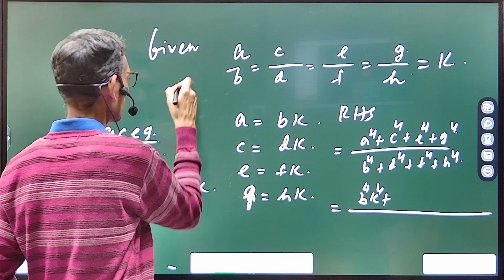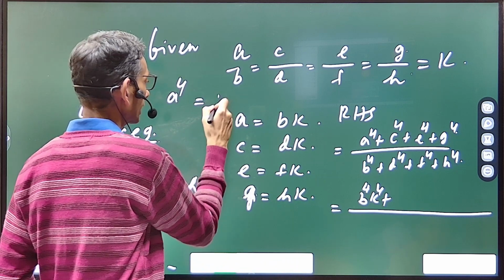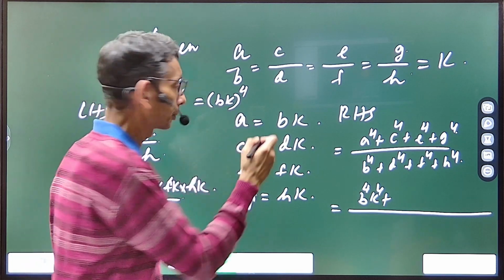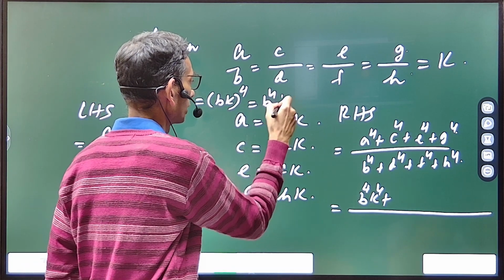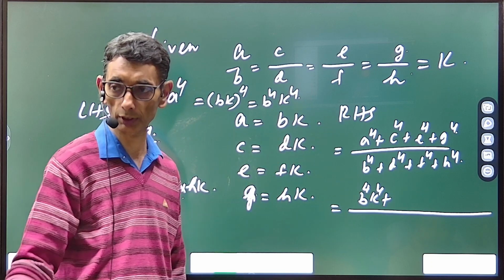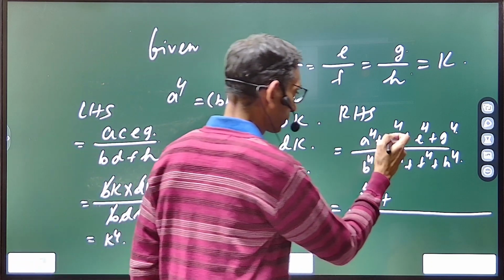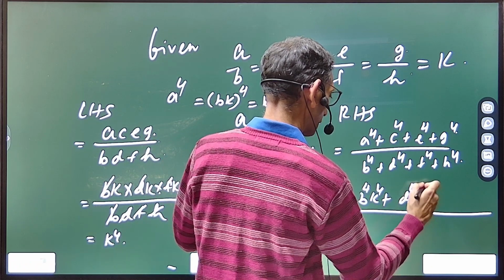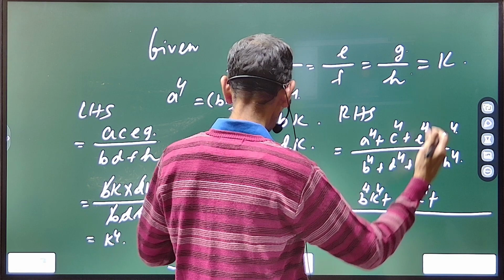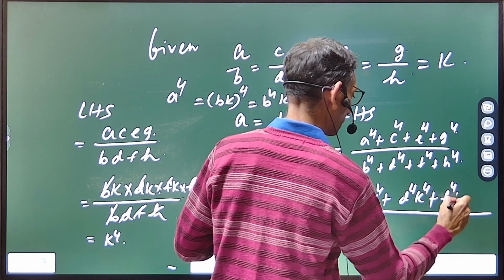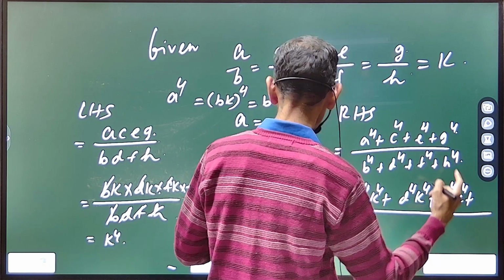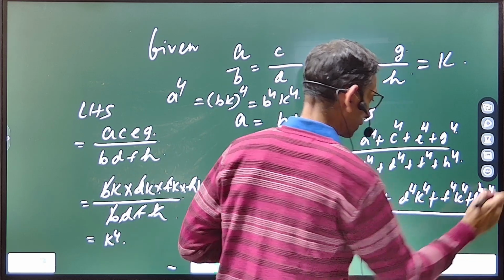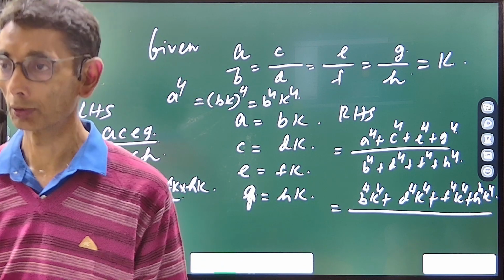If I increase the power by 4, what will BK become? BK to the power 4. BK to the power 4 means what? B to the power 4, K to the power 4. Is that okay? Then C to the power 4 means what? D to the power 4 into K to the power 4. Then E to the power 4 means F to the power 4, K to the power 4. Then G to the power 4 means H to the power 4, K to the power 4. Done? Right?